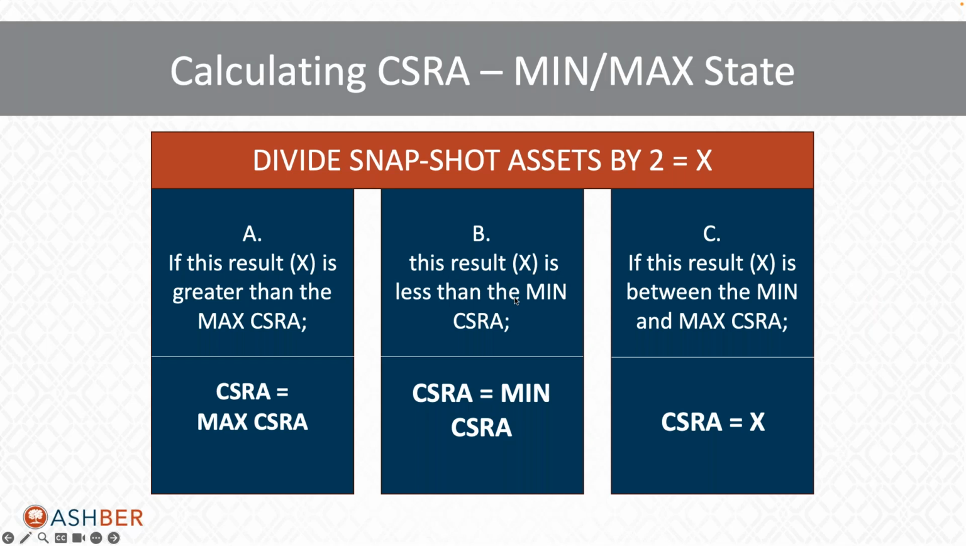For B, if X is less than the minimum CSRA, then the CSRA is going to be the minimum, the 31,584. B is probably the rarest, but C seems to be pretty relevant a lot of times. If you have snapshot assets divided by 2 and that quotient X is in between the minimum and maximum, then your CSRA is going to be X. So in that same scenario, if they have a $200,000 snapshot date and you divide that by 2, it's $100,000, then in a min-max state, that CSRA is going to be equal to X.